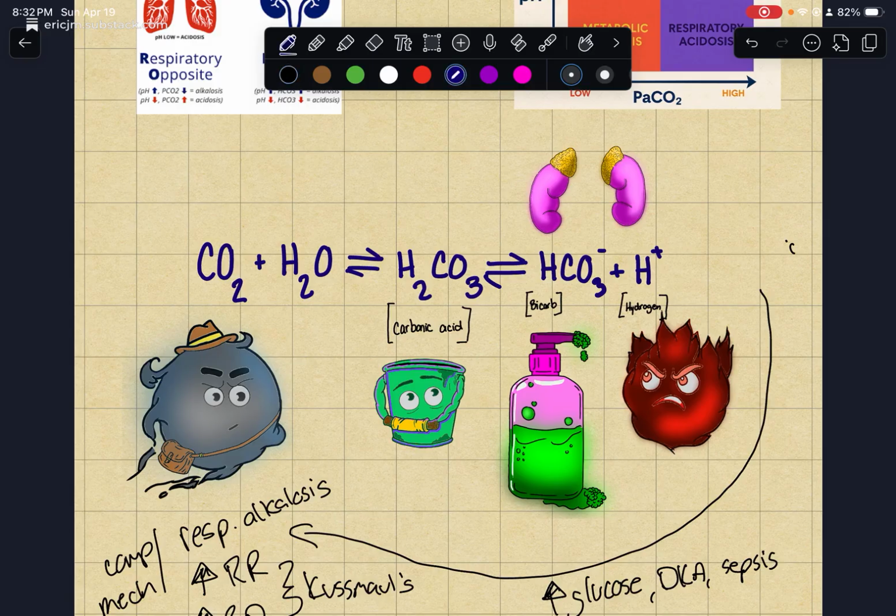Here's what's happening on that end. It's a similar situation. The CO2 has dropped. And so we know that there's some bicarbonate and hydrogen floating around the body that can easily be converted to carbonic acid. So all of a sudden, all of this reaction jumps from the right and goes to the left. So you're going to end up with a drop in bicarbonate and a drop in hydrogen.